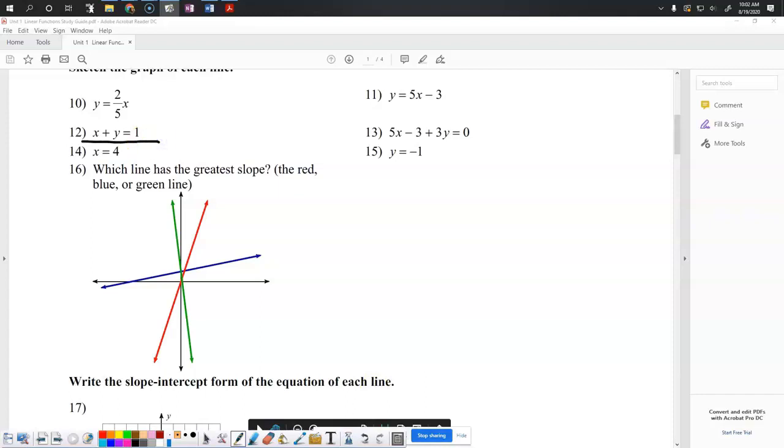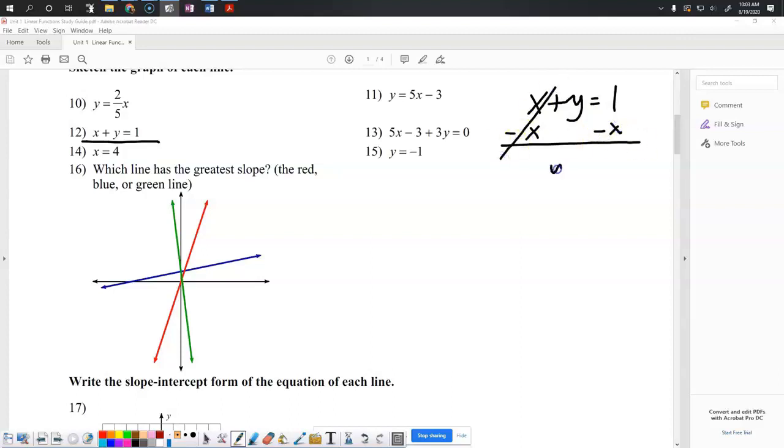This is not in y equals mx plus b form. So when you have an equation that's not in y equals mx plus b form, you need to get it in that form. And the way we do that is by moving the x to the other side like so. And now we can graph it. We have our rise. We have our run. I'm going to make that a fraction mark. I'll put the negative here. And we have our y-intercept.